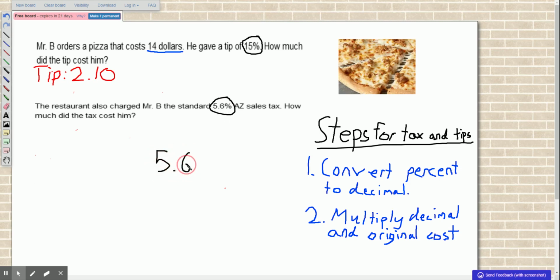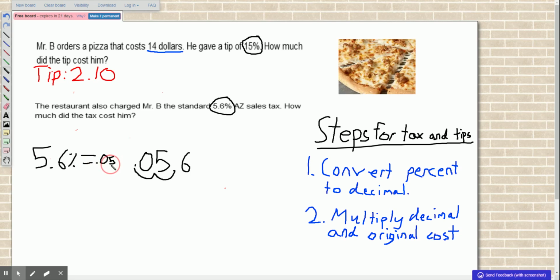5.6, and we're going to move our decimal 2 place values to the left. So that's going to be 1 place value here, and we need to move it 2 place values. There's not a number here, so we're going to add a 0 to that place value. And we move that decimal again. We said 2 place values, 1, 2, which is going to give us 0.056. So 5.6% as a decimal is going to be 0.056.